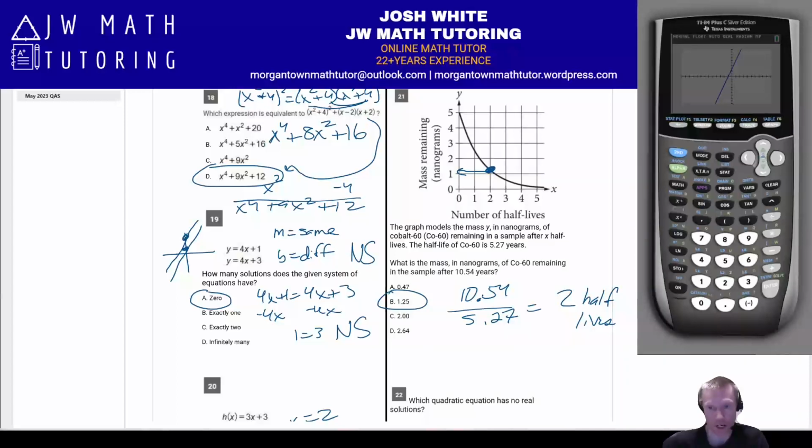Again, the tricky part is figuring out that the 10.54 years, you have to convert that to the number of half-lives in order to look at the graph.